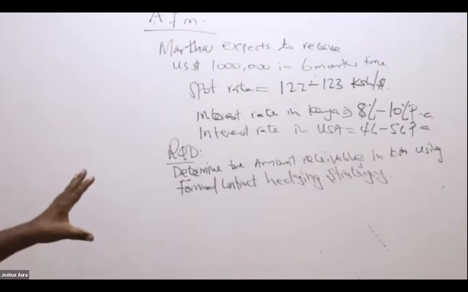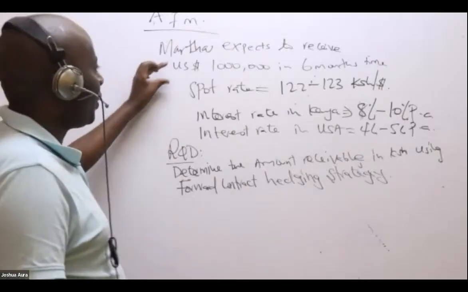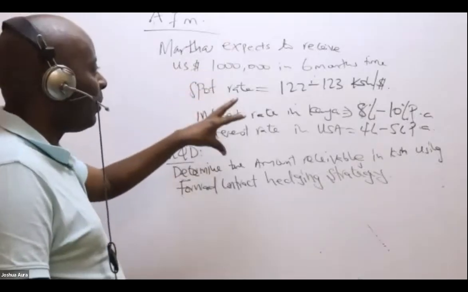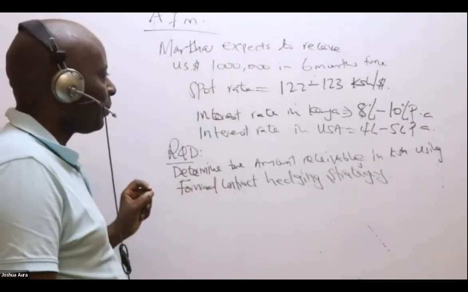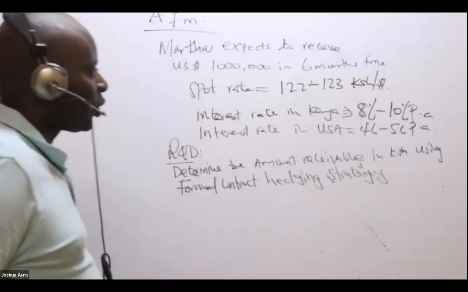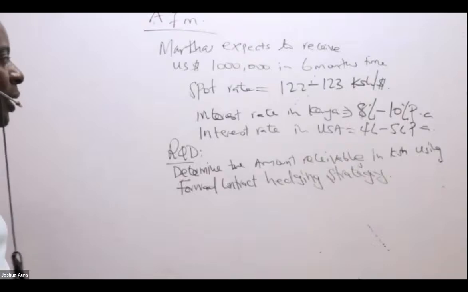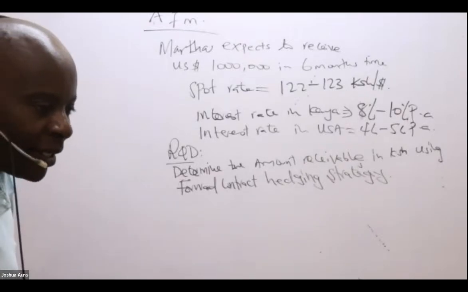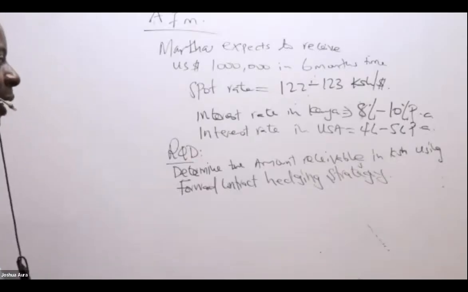So we have here Martha, who expects to receive US dollars a million in 6 months' time. The spot rate has been given as 122 to 123 Kenya shillings per dollar. Interest rate in Kenya is 8% to 10% per annum. Interest rate in USA, 4% to 5% per annum. Determine the amount receivable in Kenyan shillings using a forward contract hedging strategy.